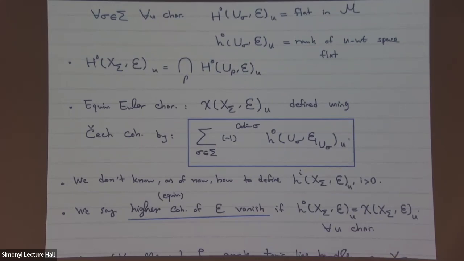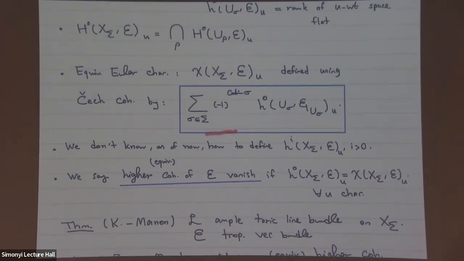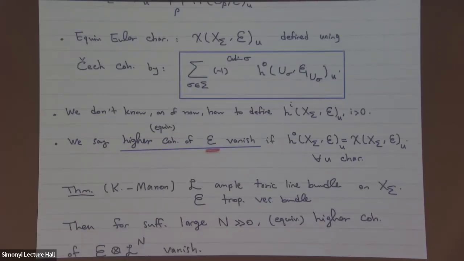you do not, or at least I do not know how to, make the Čech complex to define higher cohomologies, because we don't have the boundary maps. But what we have is H0 for every affine chart, and H0 is good enough to define Euler characteristics. So we have H0 and Euler characteristic for every character, so equivariantly. The equivariant Euler characteristic for a character or weight u can be defined as an alternating sum of these ranks, as in Čech cohomology. And then we say that higher cohomologies of E vanish if H0 is equal to the Euler characteristic for every u.